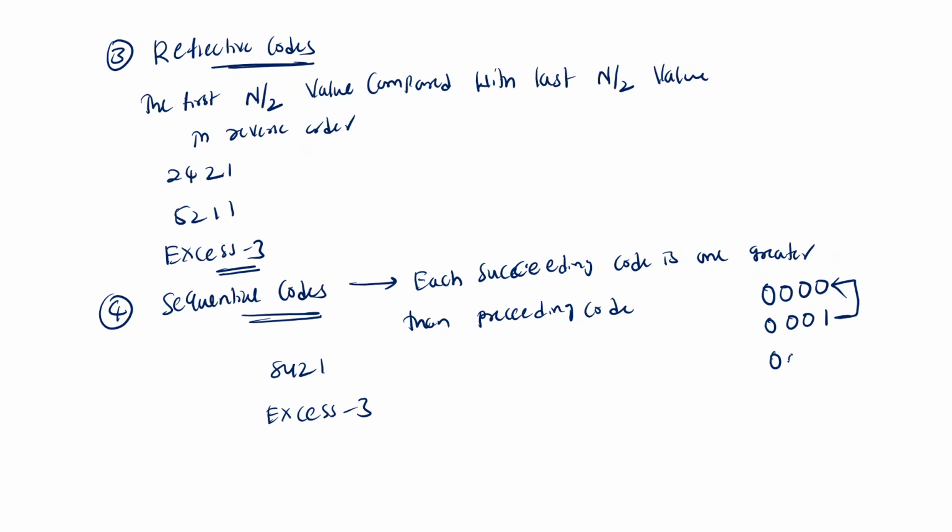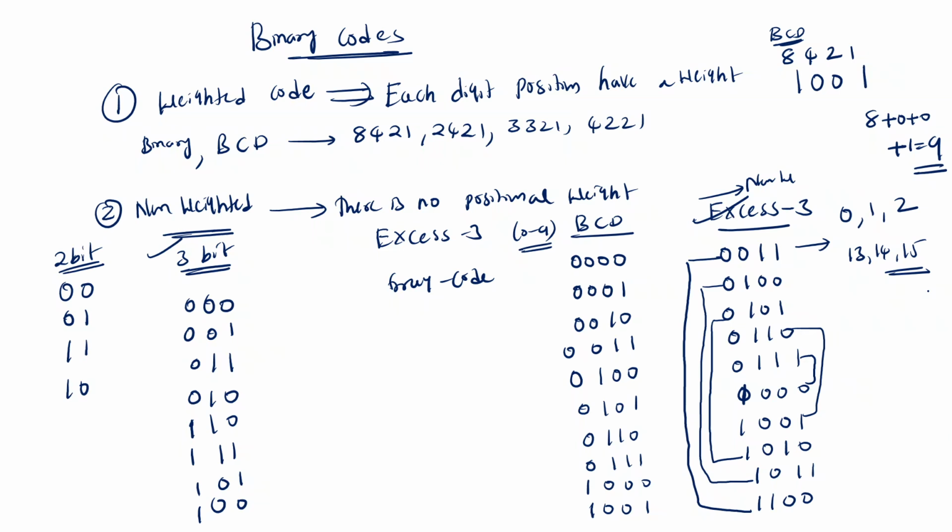Suppose the next code you see 0010. Whatever the succeeding code, this is one greater than the preceding code. Okay, so like this. Suppose XS3 code also. So here XS3 code comes under the sequential codes. So here each succeeding code is one greater than the preceding code. That is nothing but sequential code.